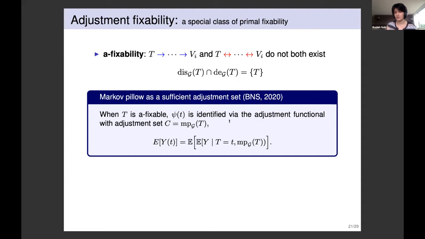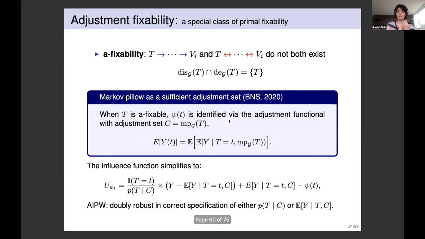So some of our results simplify when the treatment is adjustment fixable. For example, the influence function will simplify to this representation, which is familiar to us. This is what the influence function looks like for the conditional ignorability model when we are working with the augmented IPW. And as you guessed, the augmented IPW estimator for this identified functional is going to be doubly robust in correct specification of either the propensity score or the outcome regression.